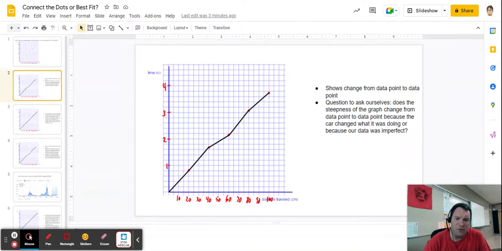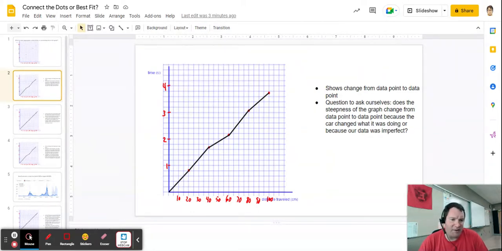So if we draw dot to dot to dot, then this shows us the change from one data point to another data point. Now, a question that I would want to ask myself about that is, I can see that the steepness of the graph changes between any one pair of dots. So is the steepness of the graph changing because the car started doing something different? Or did the steepness of the graph change because our data point isn't in the exact perfect spot?